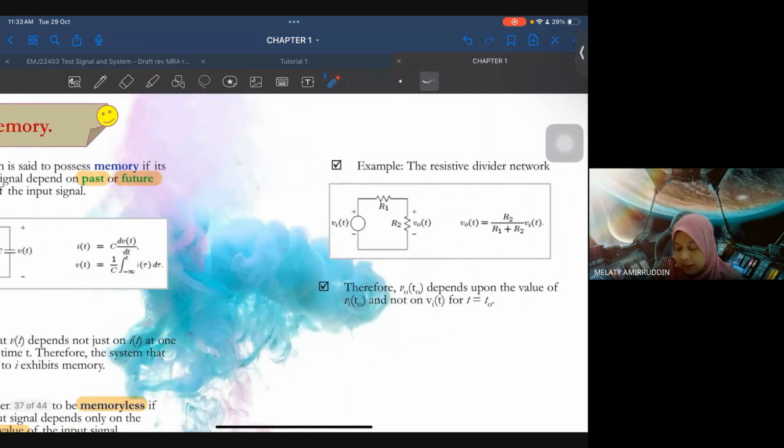This one is memoryless. So what is the input? It is the output. And it doesn't have any memory from the previous signal that flows through the resistor here. So it is a memoryless system. What input is what output. So it doesn't have any memory of the previous or future. So it is memoryless. Okay.